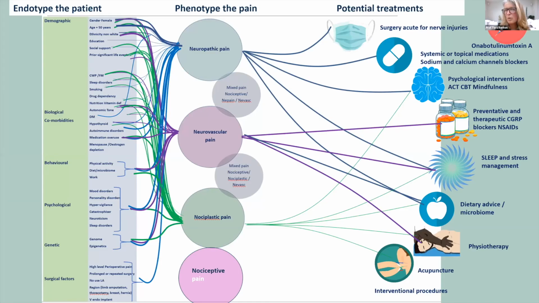We know that pain is complex and it's biopsychosocial. So this is just a synopsis of how we might think about endotyping our patient, on the left-hand side looking at the phenotype of pain that we decided on, and then hopefully tailoring the treatment specifically for those patients.